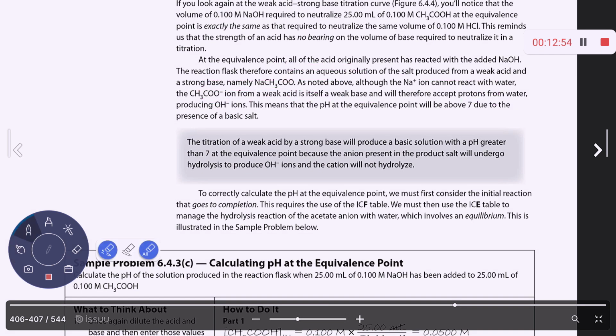The only thing you're gonna highlight here is this shaded region. The weak acid in the strong base produces a basic solution with a pH greater than 7 at the equivalence point because the anion, like I said, from the salt will hydrolyze to produce hydroxide ions, but the cation will not hydrolyze. Turn to the next page. Let's take a look at comparing titration curves.